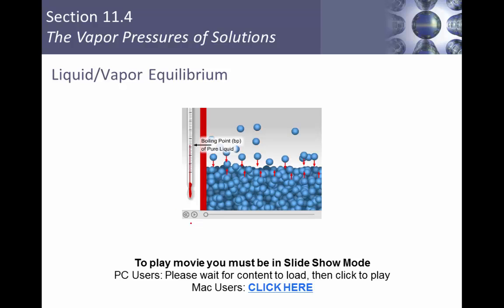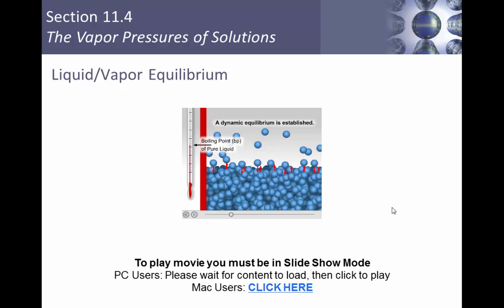Here is just a little clip on the idea of equilibrium with vapor pressure. At the boiling point of a pure liquid, a dynamic equilibrium is established between molecules in the liquid phase and molecules in the vapor phase. Some molecules at the surface of the liquid have enough energy to leave the surface and enter the vapor phase. Some molecules in the vapor phase collide with the surface. At equilibrium, the number of molecules leaving the surface is balanced by the number of vapor molecules that return to the liquid phase.